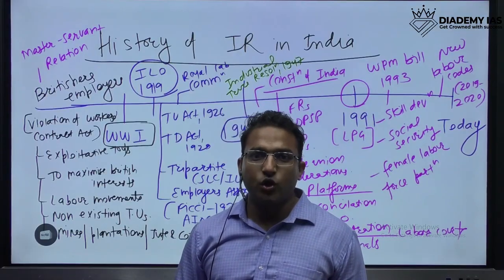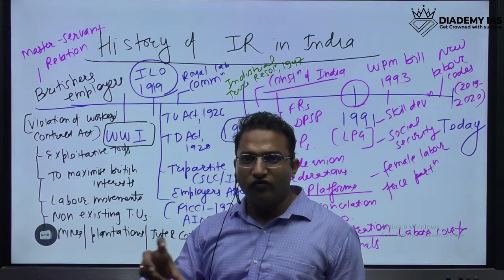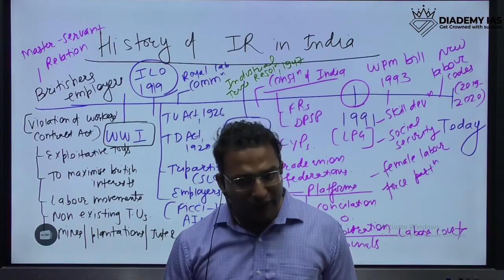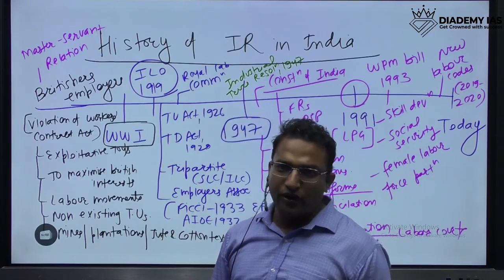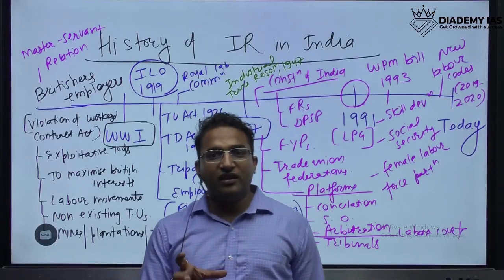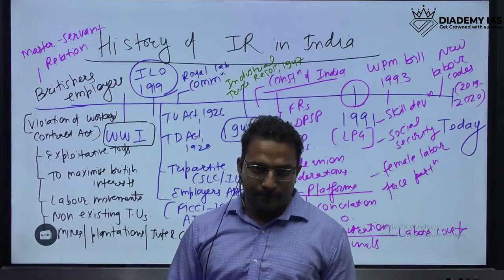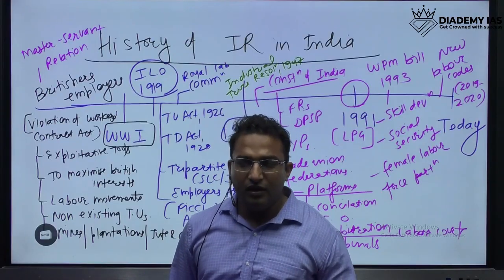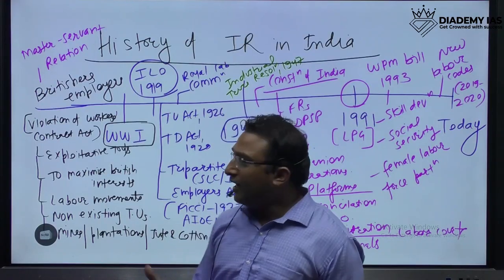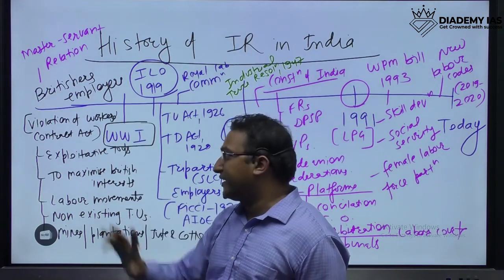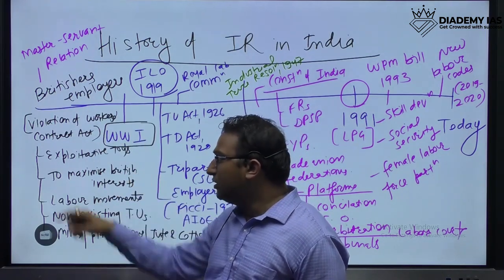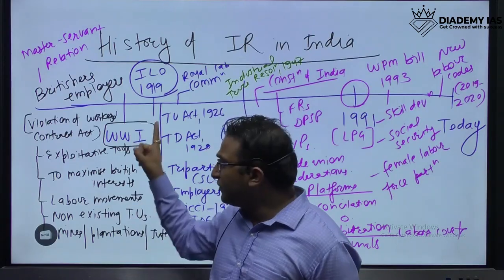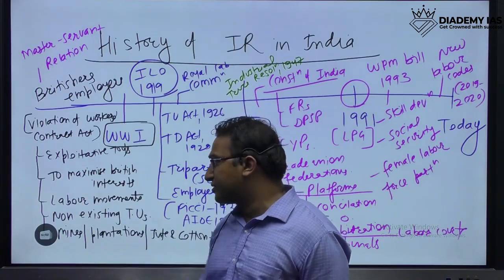Violation of Workers Contract Act. ये जो act था, this act was a tool of exploitation. How was this a tool of exploitation? Because if any worker is violating the act, then this worker will be punished under the Violation of Workers Contract Act. So it was an exploitative tool, and its purpose was to maximize the British interest.